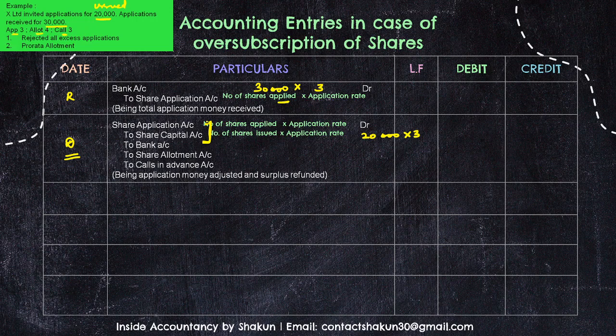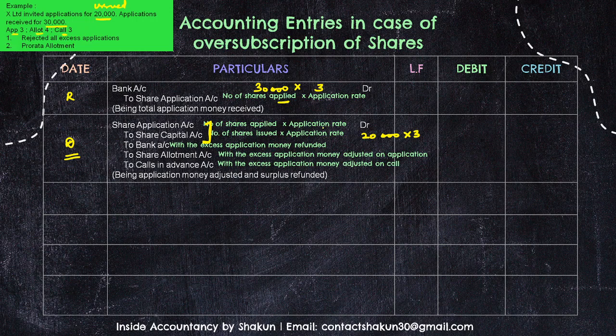Now depending upon what is given in the question, we will put the money in bank or share allotment or calls. So in bank, we are going to put the excess application money, which is to be refunded to the shareholders. It will change from question to question. And under share allotment, we will put the excess application money that has been adjusted on application. And in calls in advance, we will write the excess application money adjusted on call.